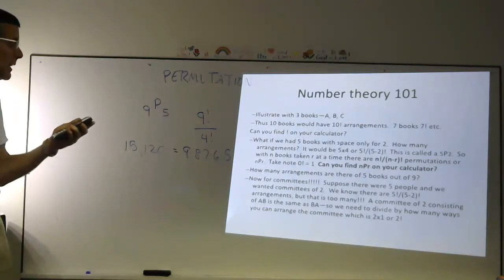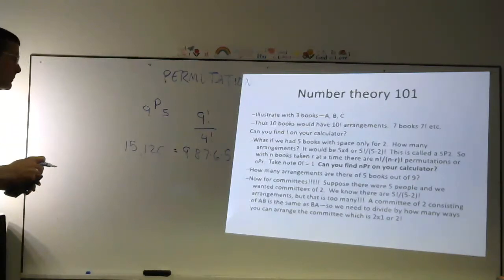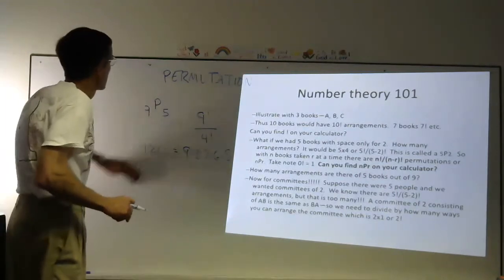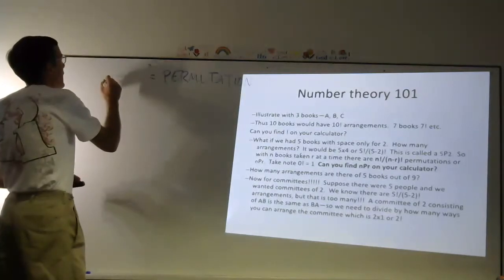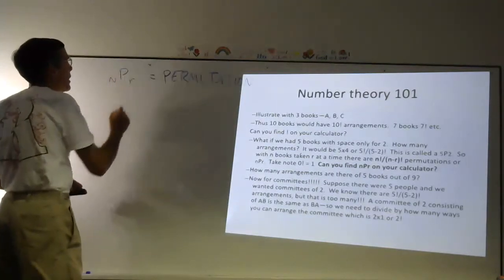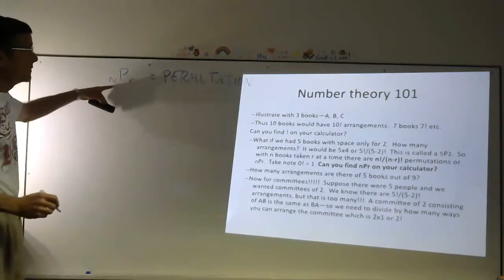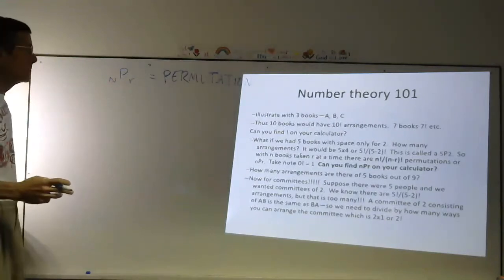15,120 different ways of putting 5 out of 9 books on a shelf. Quite a few different arrangements. All right? Now, permutations are written nPr, where the r is the number of spots, and n is the total number of books, or anything that you're arranging.